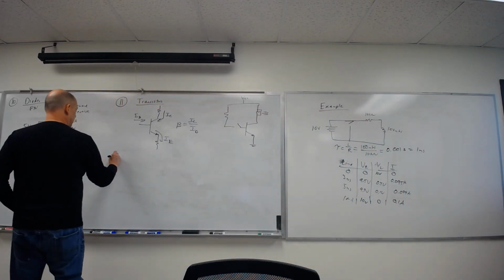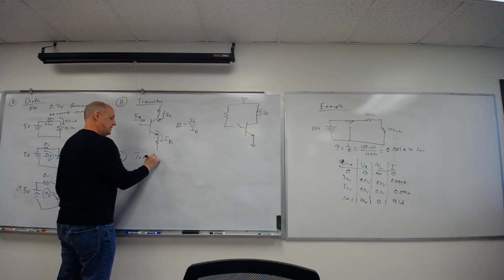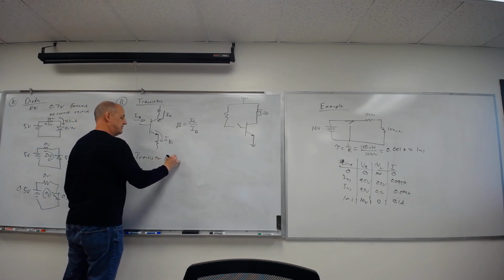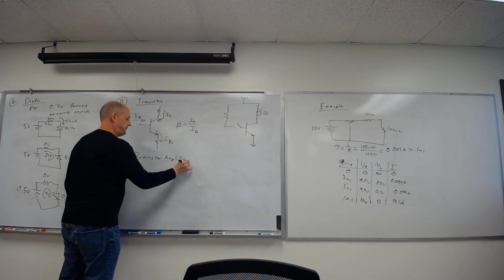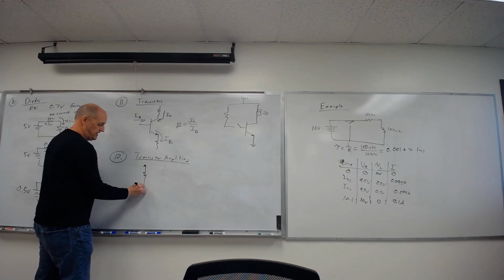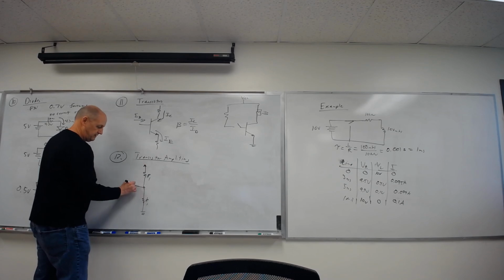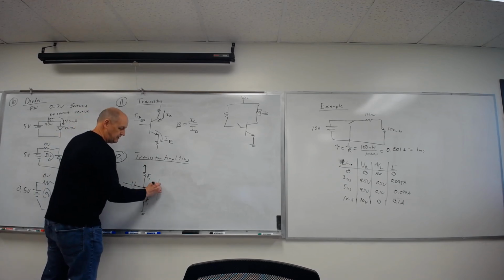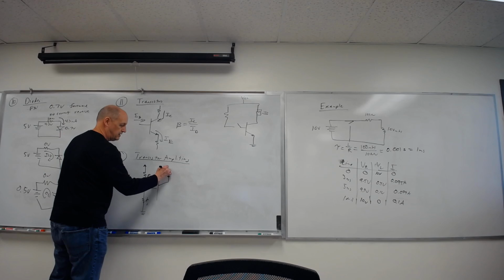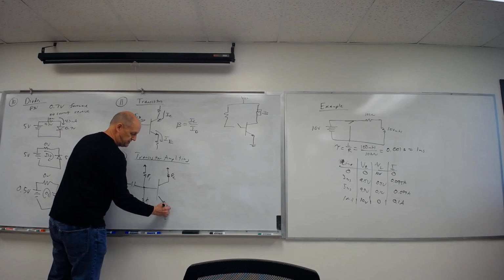12. Transistor amplifiers. So we did the common emitter amplifier. I showed you the entire method to go through and find those voltages and currents. And these voltages and currents.